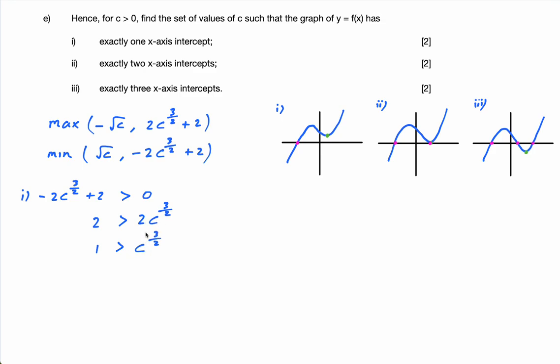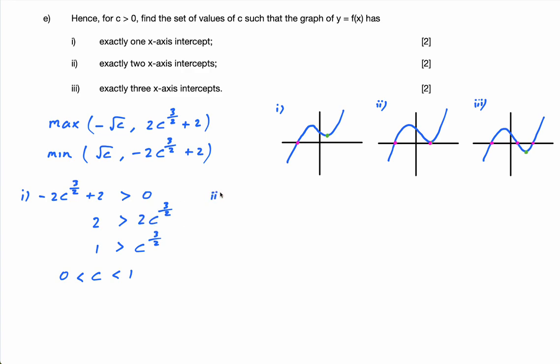How can this be less than 1? Well, because this power is bigger than 1, c has to be less than 1. So c has to be less than 1, and we know c is bigger than 0. So c is less than 1 and bigger than 0. Okay, so that's the answer to the first one.